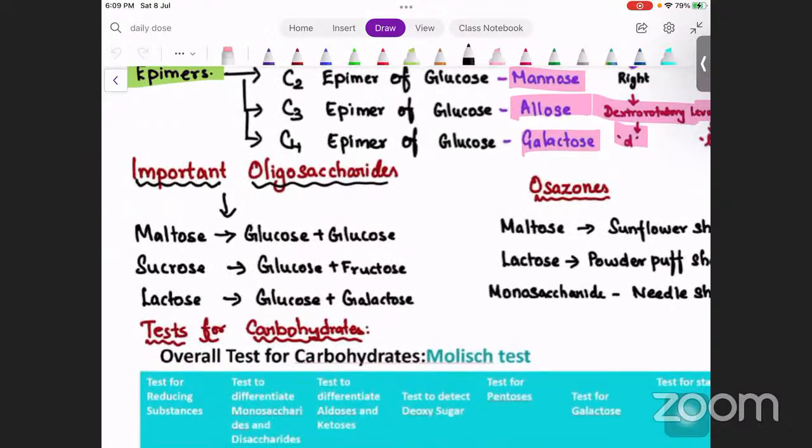Now, the next important thing in your basics is the important oligosaccharides. Maltose contains glucose and glucose, while sucrose contains glucose and fructose, while lactose contains glucose and galactose.